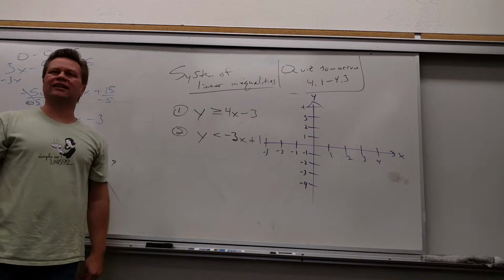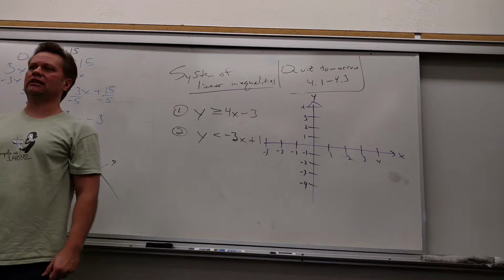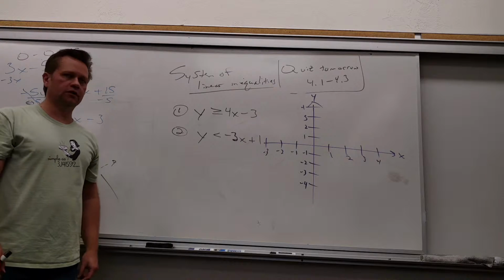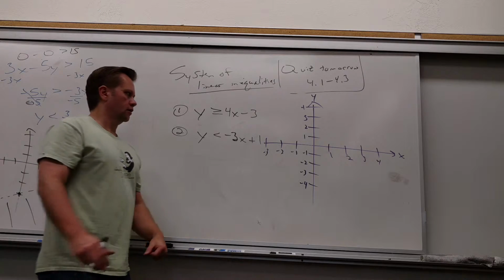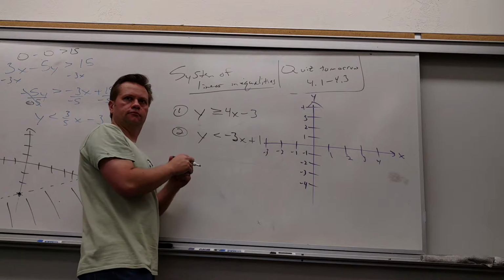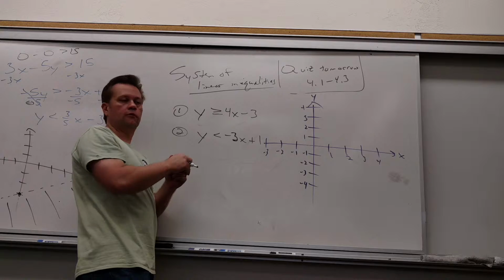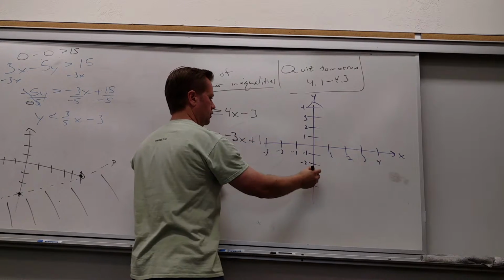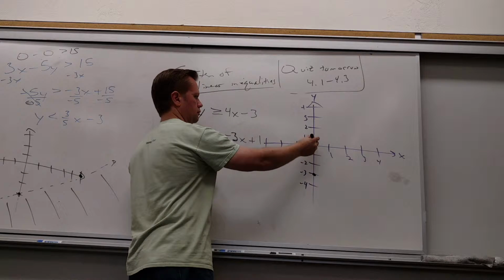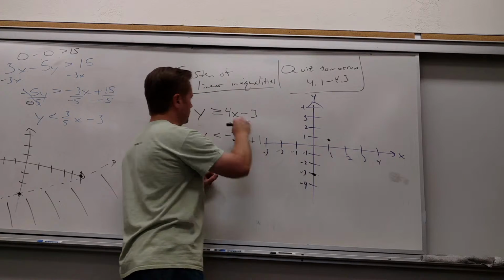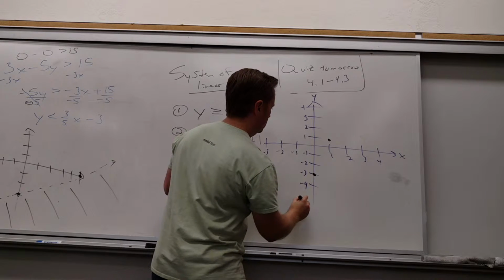Which one of these is a solid line? The first one. Which one is a dotted line? The second one. What do I know about the first line? Y-intercept is -3. Slope is up 4 over 1. Go up 4, run 1. And it's going to be solid, like you said.